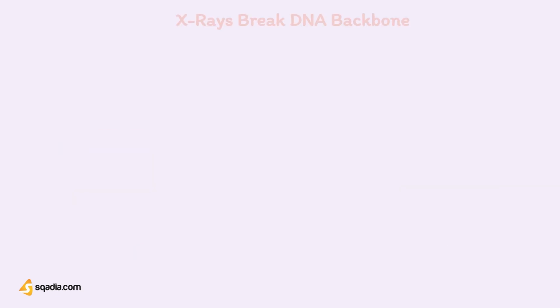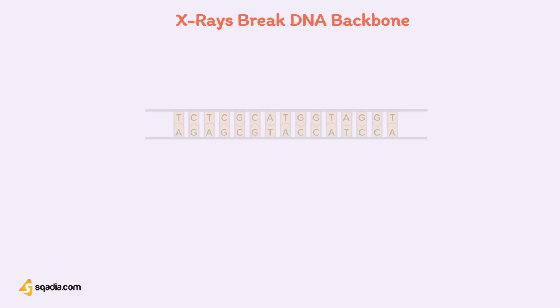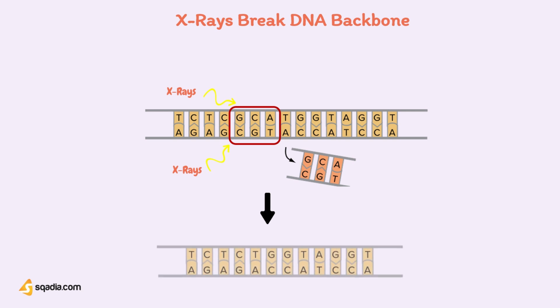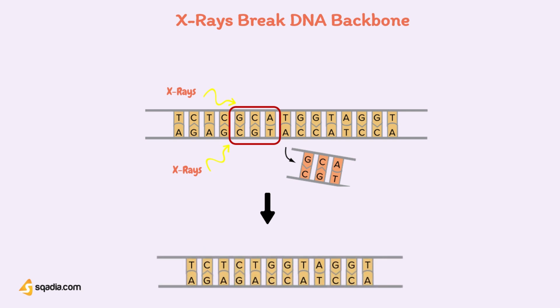Moving forward, X-rays break the sugar phosphate backbone and thereby split a deoxyribonucleic acid molecule into smaller pieces, which may be ligated back together improperly. This is the starting sequence. When X-ray falls on it, 3 base pairs will be removed, and a new mutated sequence will be formed.